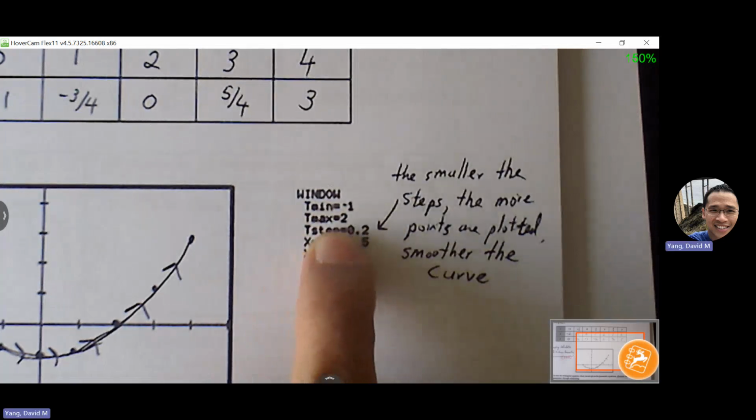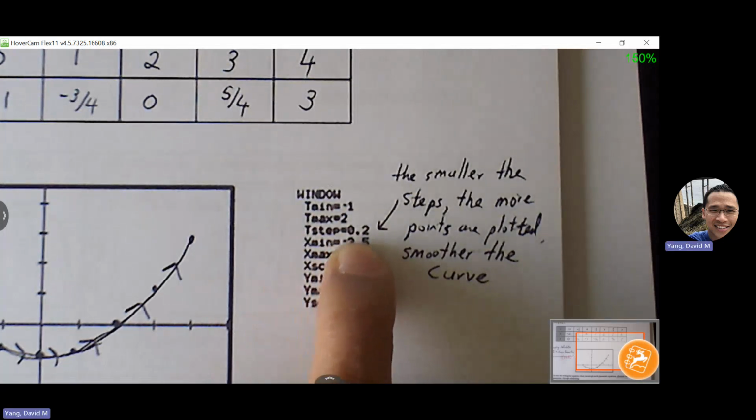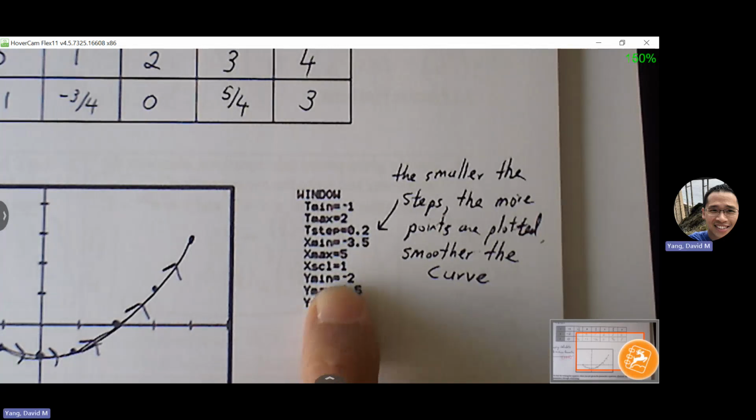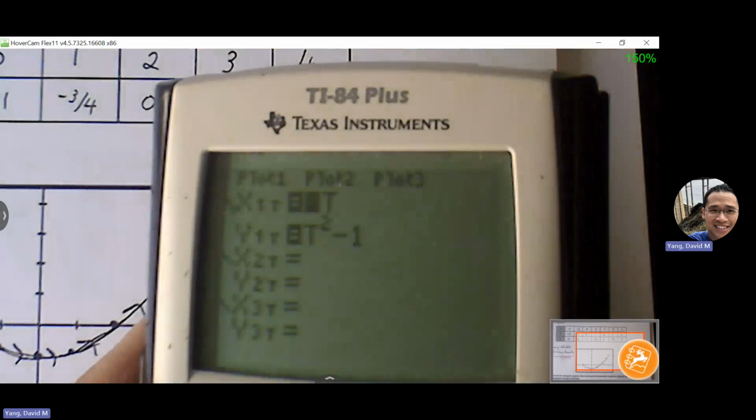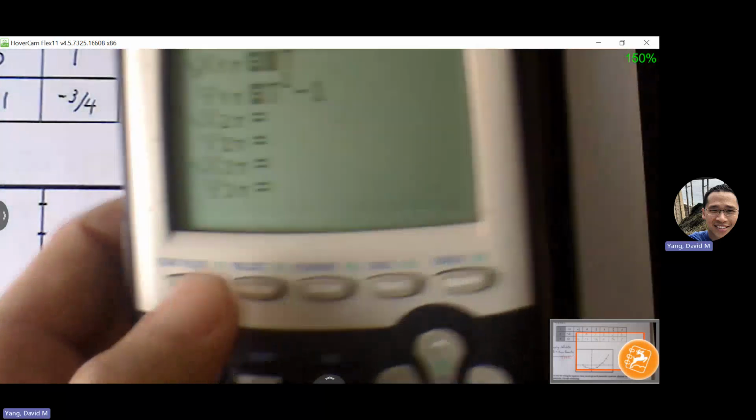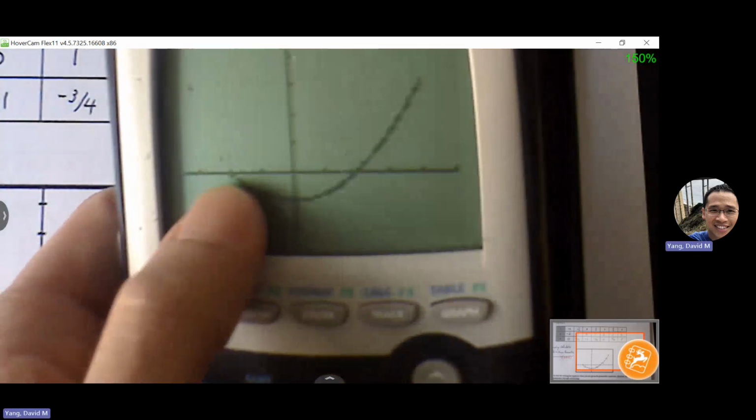All right, so window: T min -1, T max 2, T step 0.2, X min -3.5, X max 5, X scale will stay the same, Y scale stays the same as 1, Y min -2, Y max 4.5. So is this like just another type of coordinate system, like rectangular? Right, this is still rectangular. It's just that we have an additional variable, t, that is allowing us to shape the graph or give us a certain direction to the graph.